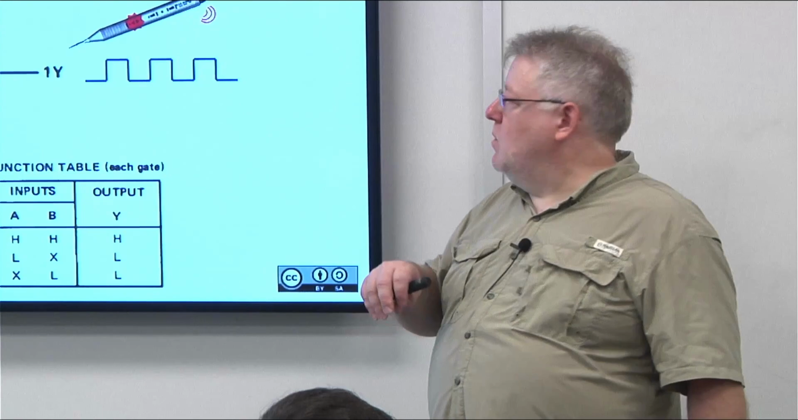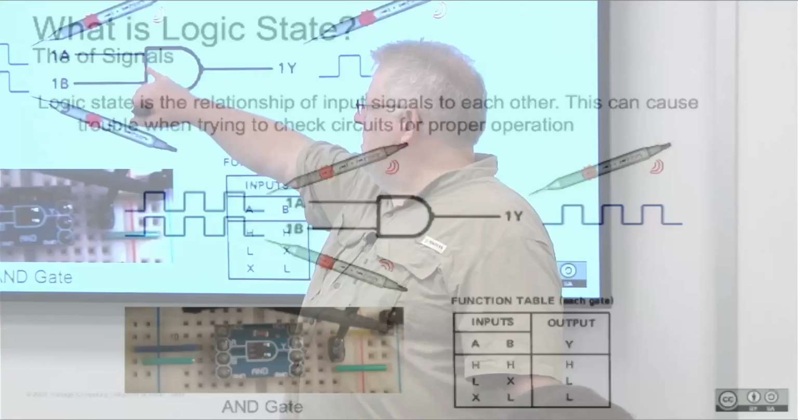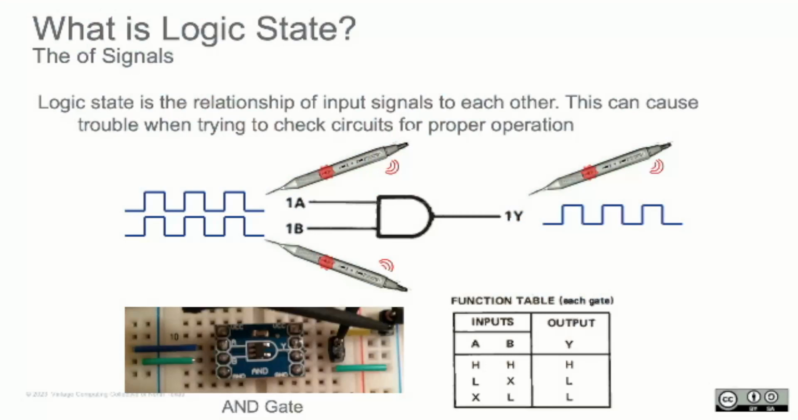Now, logic state. When we talk about logic state in troubleshooting, we're not talking about a zero or a one or the voltage levels of zero and one. We're talking about the relationship of signals, inputs to outputs. And this can be a little difficult to determine with different tools. With a logic probe, we can only see one signal at a time. If this beeps and they're beeping at the same time, then the outputs are going high at the same time. But what happens if they're slightly out of phase with each other?